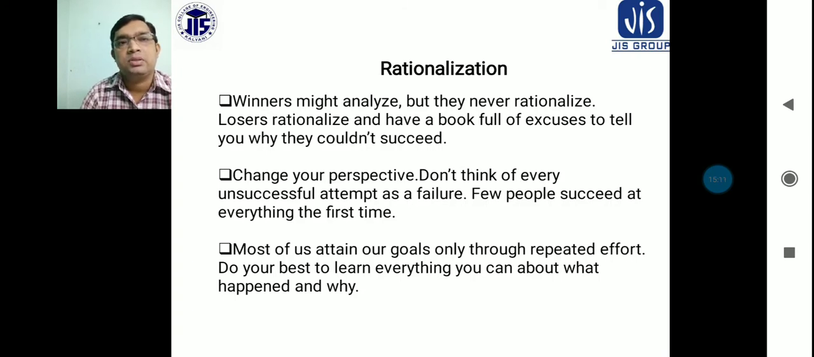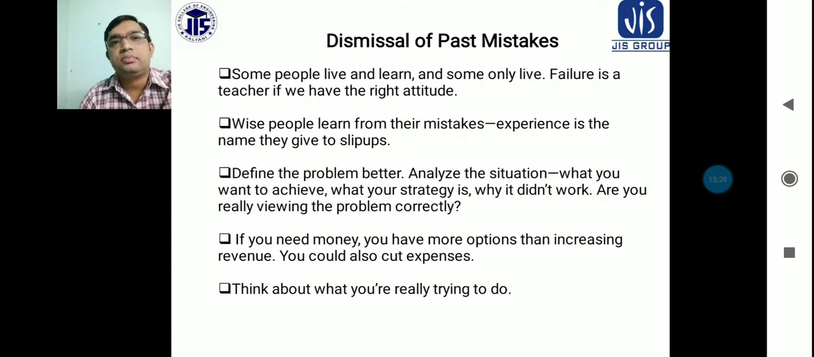Most of us attain our goals only through repeated efforts. Do your best to learn everything you can about what happened and why. Rationalizations and the dismissal of past mistakes are common here. Some people live and learn, and some only live.